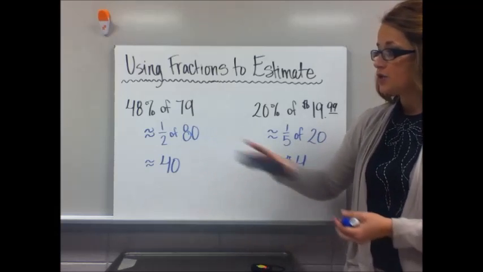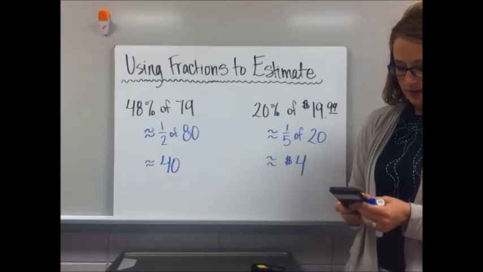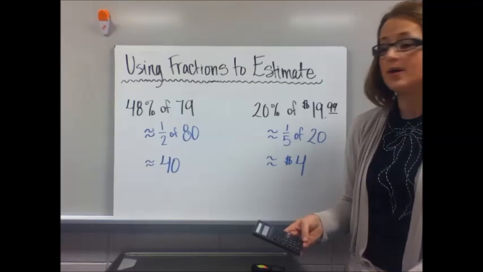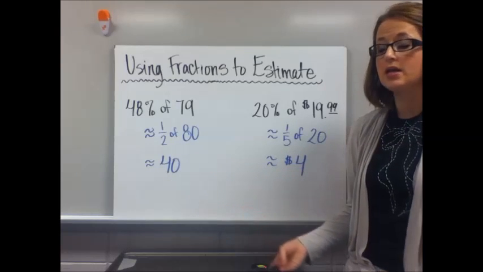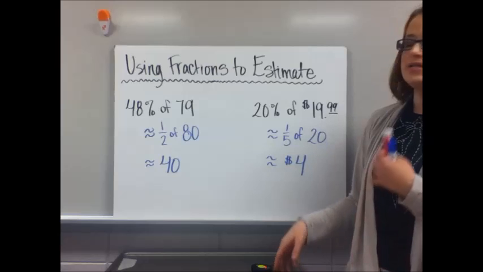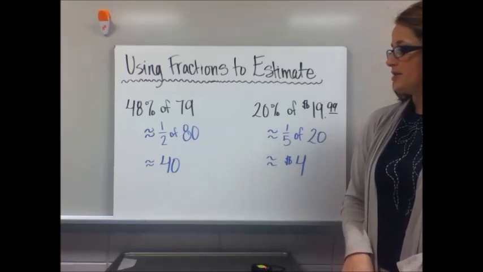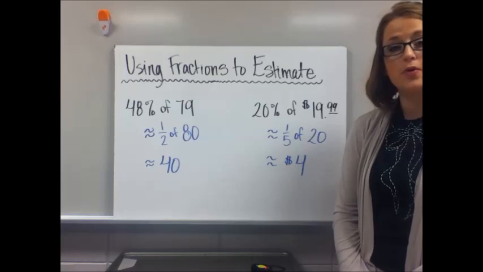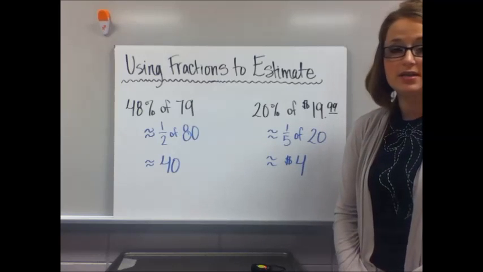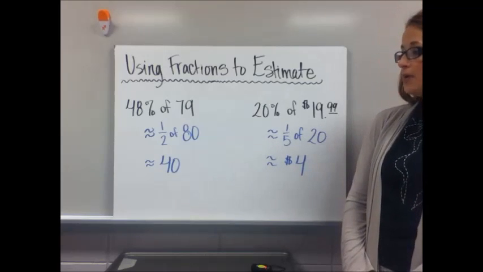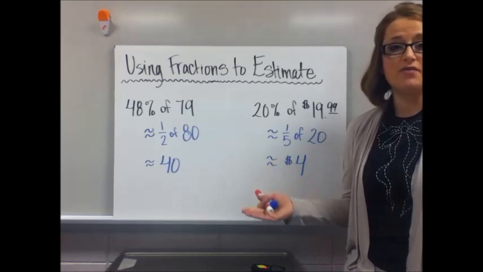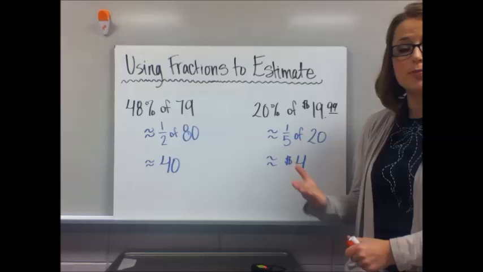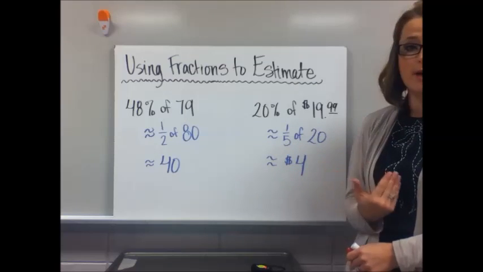If you were to actually calculate that, you would get 37.92. So 40 is pretty close. If this were a test and I were checking your answers, I would not accept the perfect answer of 37.92 because that means you did not estimate. But I would probably accept anything from 35 to 45. There is not a one cookie cutter answer because, like I said, your brain works a little bit differently from the way my brain does.